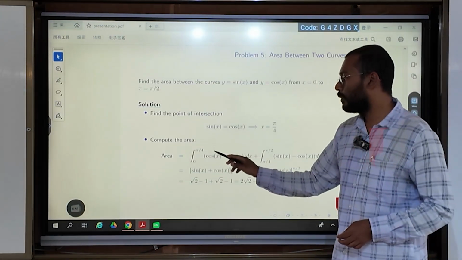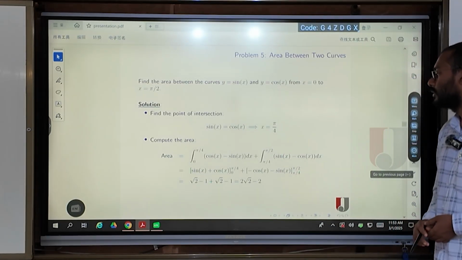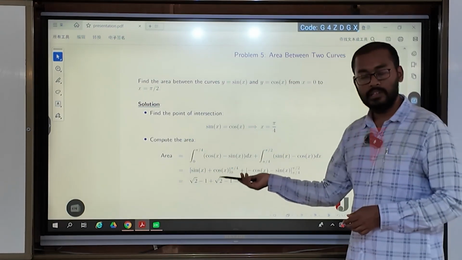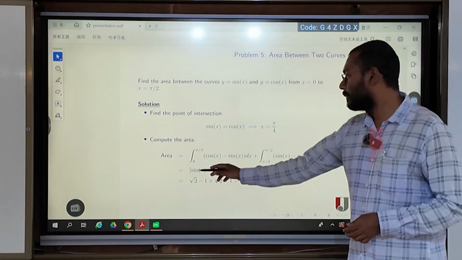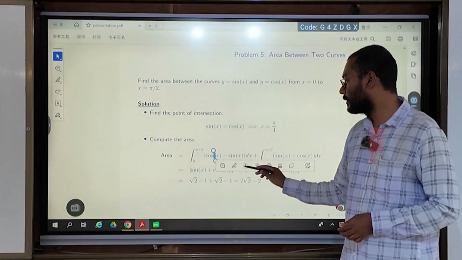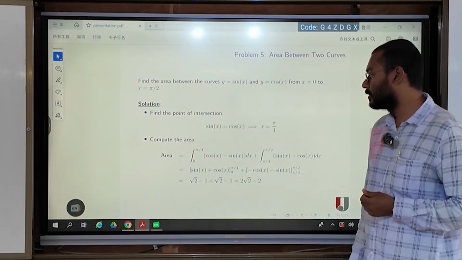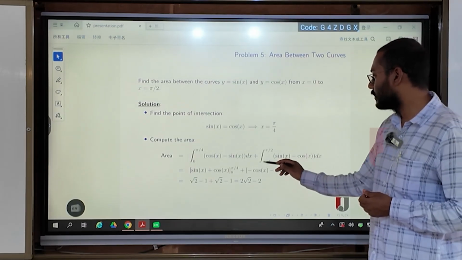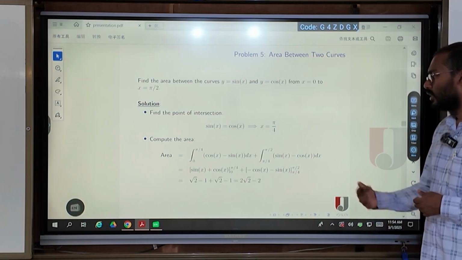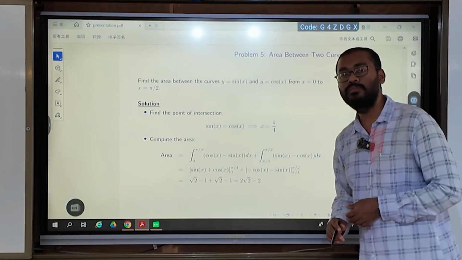Here we see the integral from 0 to pi by 4 of cos x minus sin x, and from pi by 4 to pi by 2 of sin x minus cos x dx. Now if I apply the integration formula, the integration of cos x is sin x, and the integration of sin x is minus cos x. Similarly, for sin x minus cos x, the integration is minus cos x minus sin x. Now we substitute the upper limit minus the lower limit, and we will get 2 root 2 minus 2.